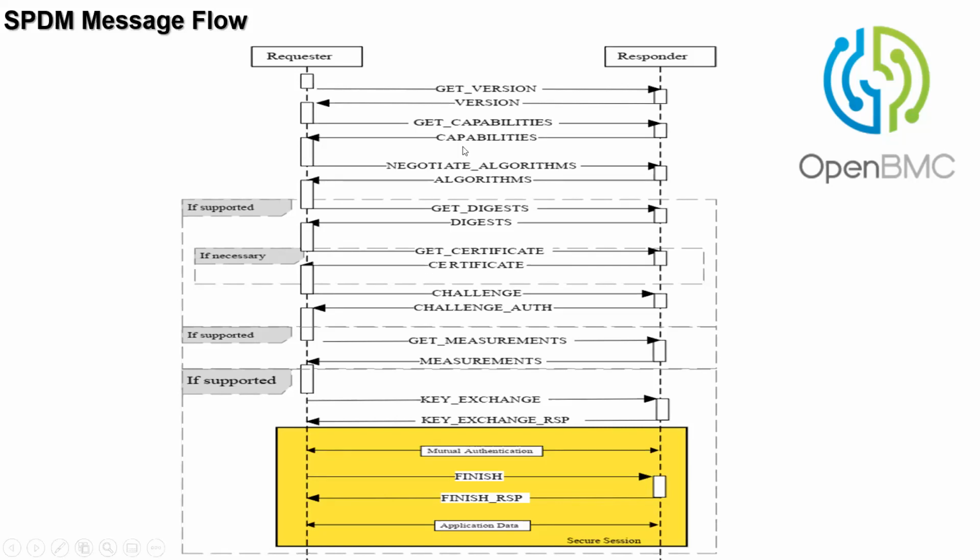Once the capabilities are detected, the requester will send the get digest and get certificate commands to get the keys of the responder. This is basically to retrieve the keys supported by the responder at runtime. For platforms which have been provisioned in a factory or in a trusted zone, where the public key is already provisioned, these two commands, get digest and get certificate, will not be used. They will use the provisioned key for further authentication and attestation.